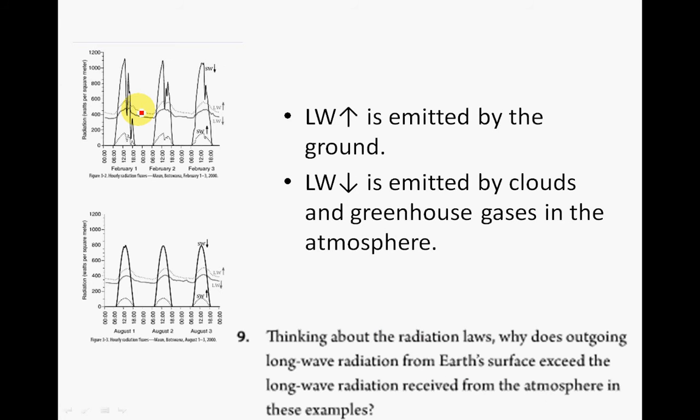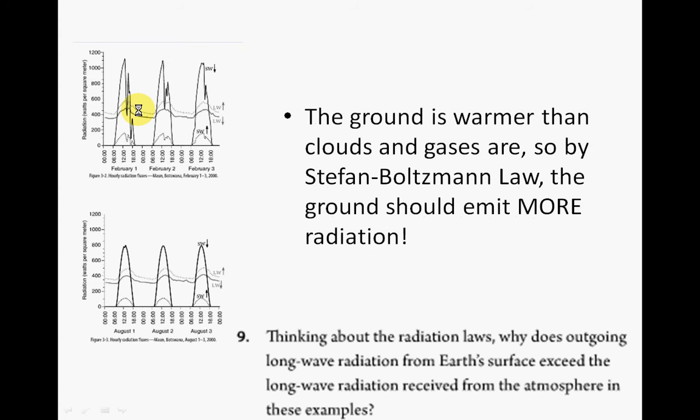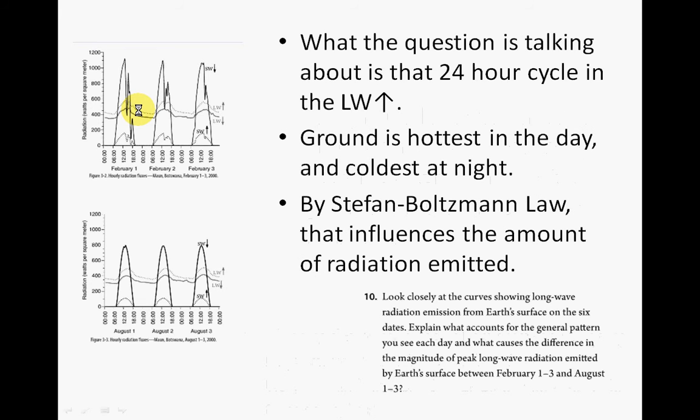So by Stefan-Boltzmann's law, you would expect the ground to be emitting more radiation than the atmosphere's gases are. Question 10 says, look closely at the curve showing long-wave radiation emission from the surface of the Earth on 6 dates. Explain what accounts for the general pattern you see each day, and what causes the difference in the magnitude of the peak of the long-wave radiation between February and August.